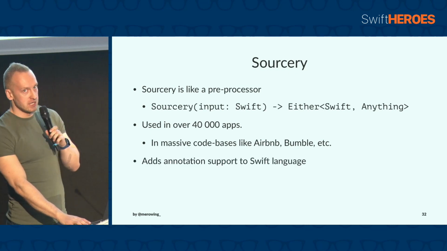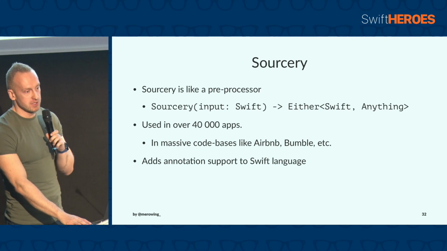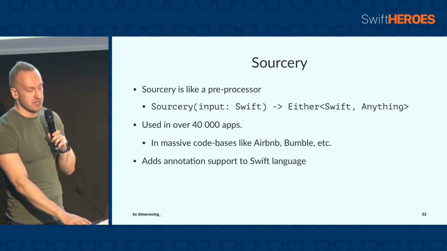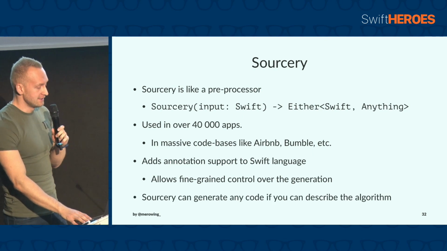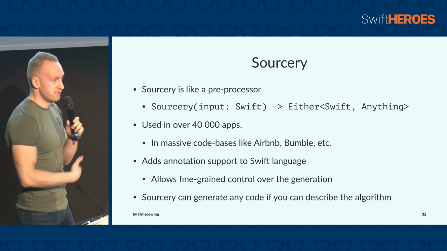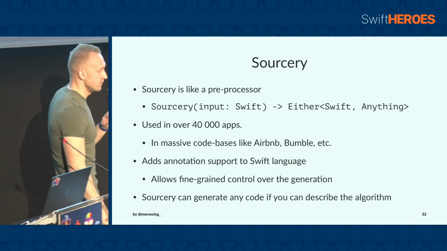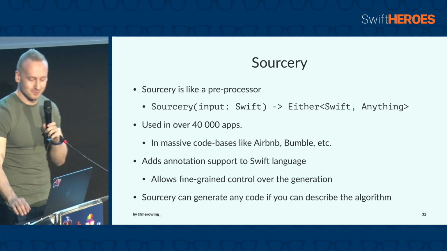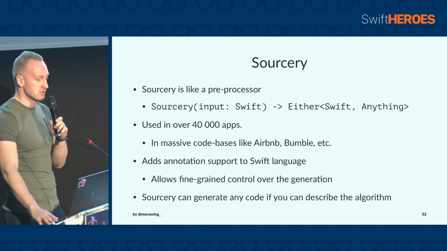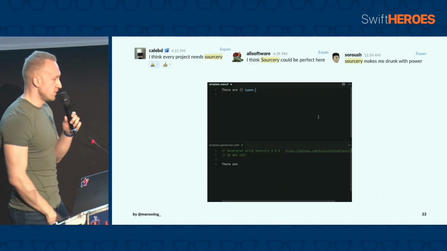It also adds annotation support to the Swift language, which means you can build very customizable templates that have fine-grained control. And if you can describe an algorithm to another engineer, you can describe it to Sorcery, and that means that you no longer have to describe it again. You just implement it once and then apply it across your whole code base. And Sorcery can be used for a lot of things.